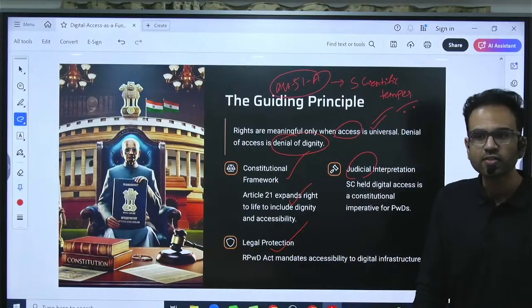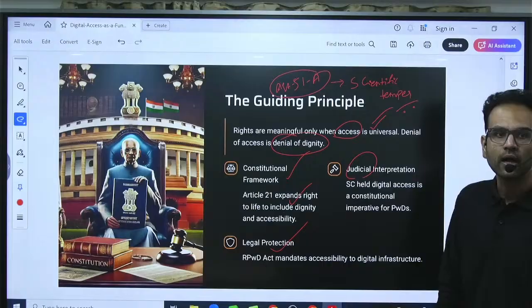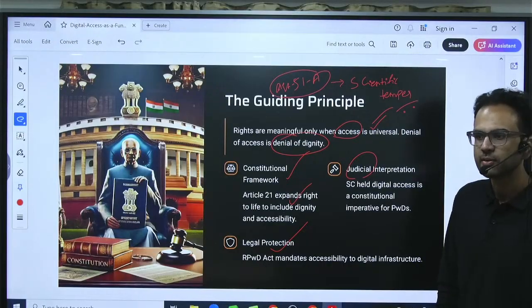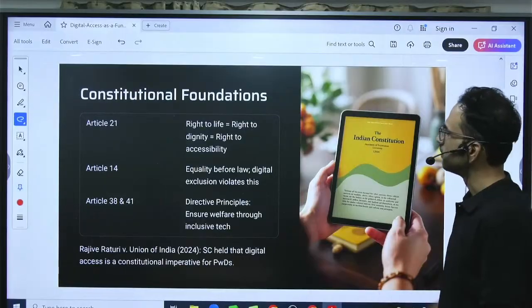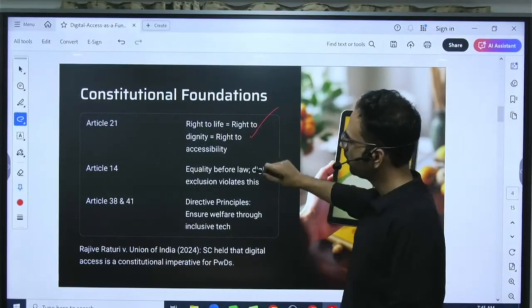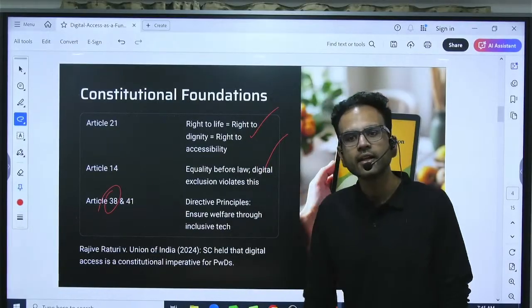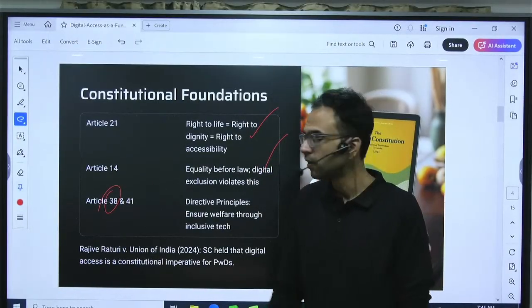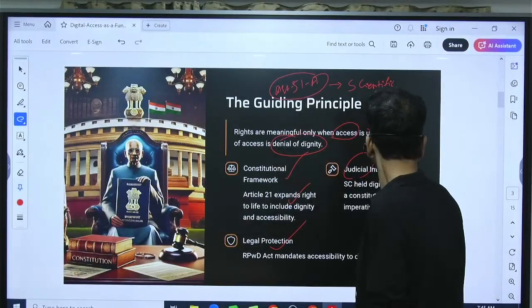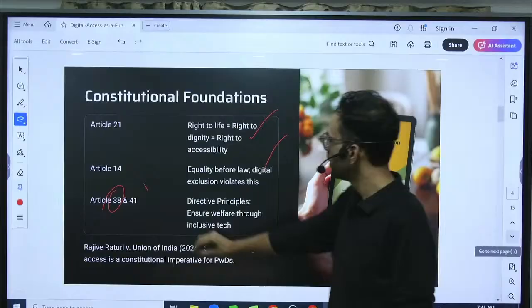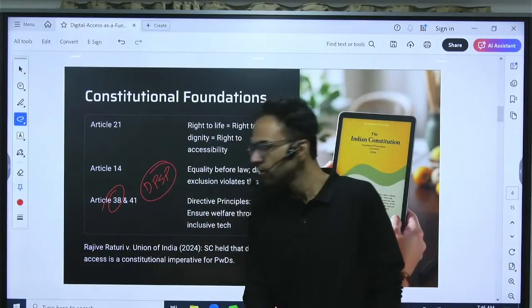Finally, we have to understand the legal protection. We have something called the Rights of Persons with Disabilities Act. Let's see. We have talked about 21, 14, and then there is this Article 38. Where do you find Article 38? Directive Principles of State Policy. Okay.